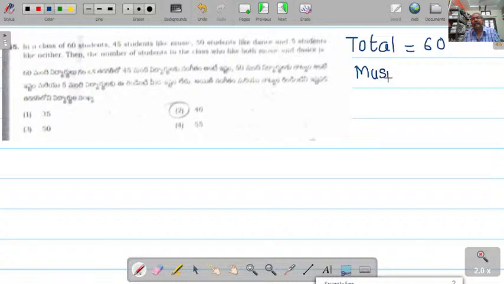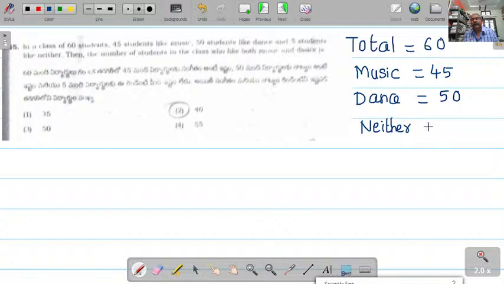So music 45. 50 students like dance. 5 students like neither. The number of students in the class who like music and dance both. So neither is 5. Now, for example, this is say A, this is B.